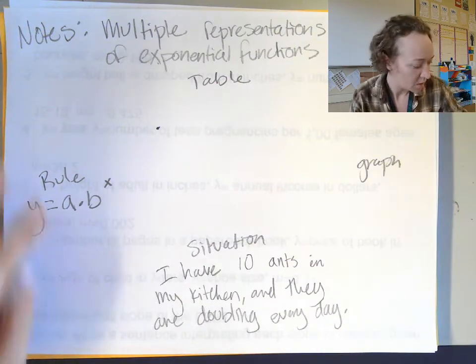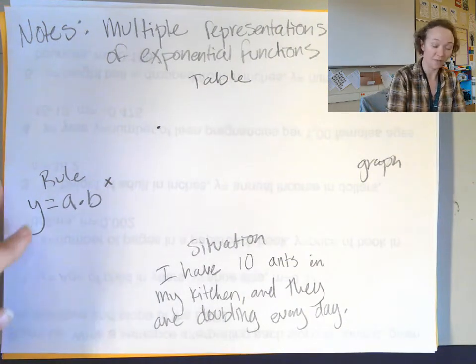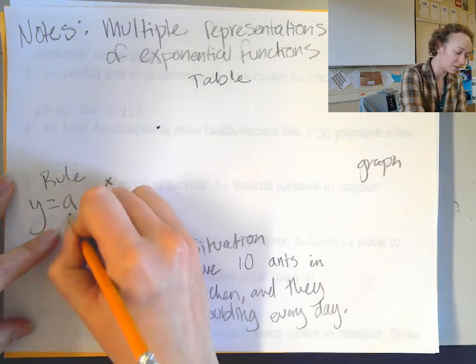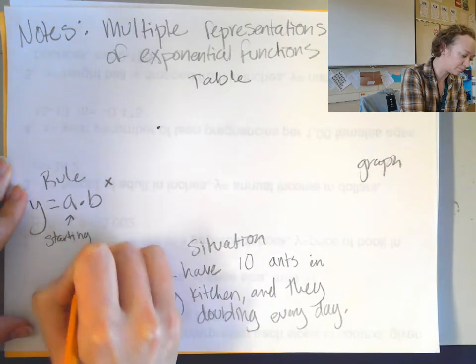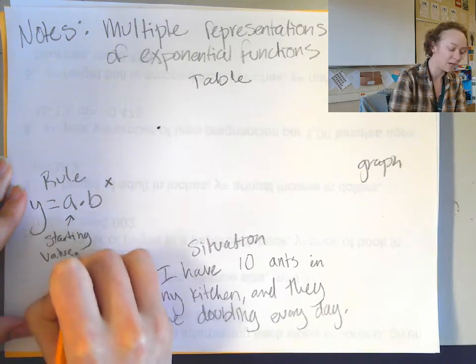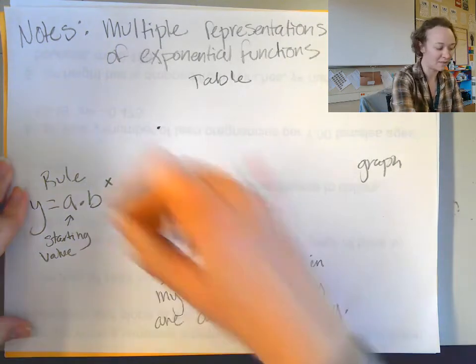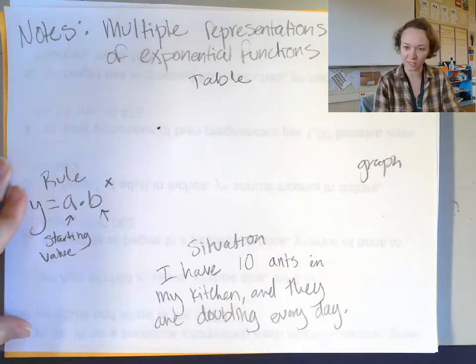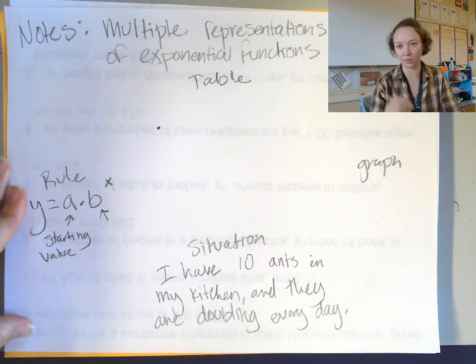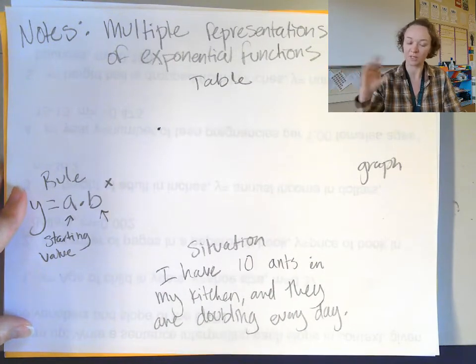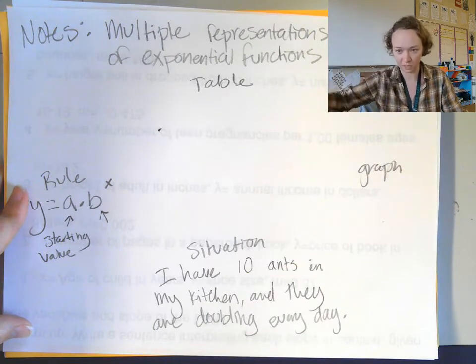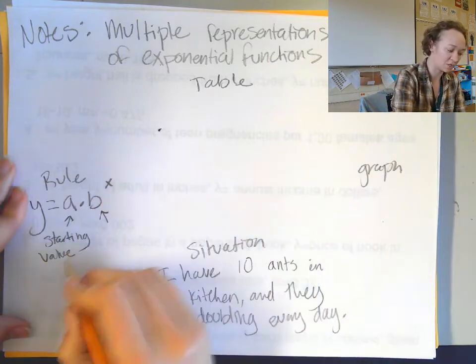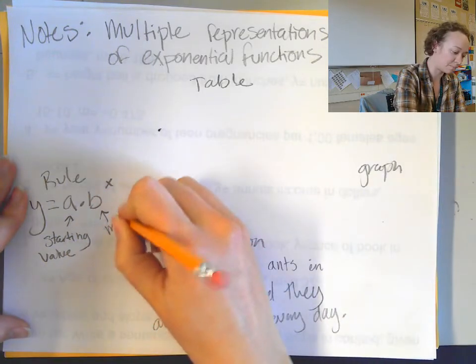All right, so for here, the a is always the starting value. And the b is the multiplier, or how fast it's growing. We're going to call it a multiplier so we remind ourselves that this is not slope that's being added on each time. It's a multiplier that something is multiplying by repeatedly. So a is starting value, b is multiplier.